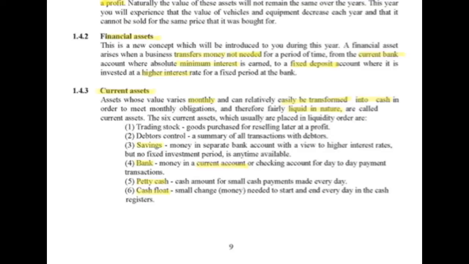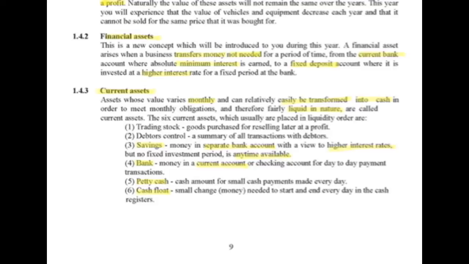Fourthly is your savings. It's also already money, it's also already cash, but sometimes there's a clause to the savings account which says that you can only withdraw the money in 10 days time or 30 days time or so. So it's a little bit more difficult to get the money out of the account. It's not as readily available as cash float, for instance. So savings account, that is money in a separate bank account with a view of higher interest rates but no fixed investment period. So it's also anytime available.